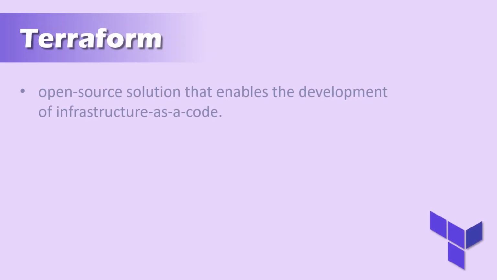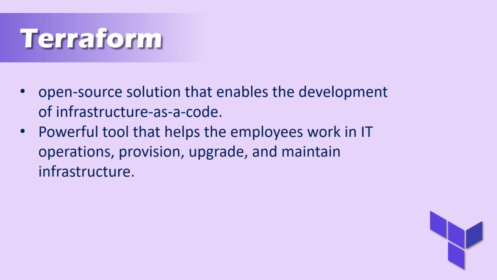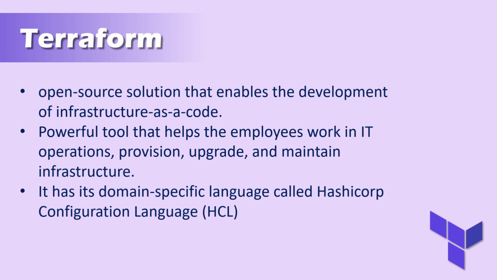Now let's look at Terraform. A HashiCorp product, Terraform is an open-source solution that enables the development of infrastructure as code. It is a powerful tool that helps employees working in IT operations provision, upgrade, and maintain infrastructure. It has its own domain-specific language called HashiCorp Configuration Language (HCL). This is a fully JSON-compatible language that helps DevOps professionals define infrastructure as code.